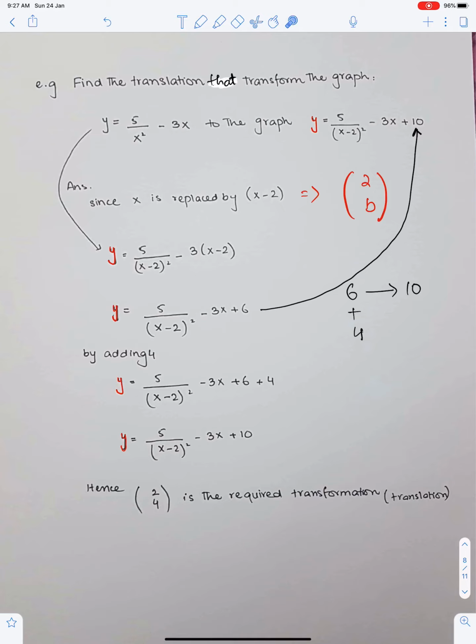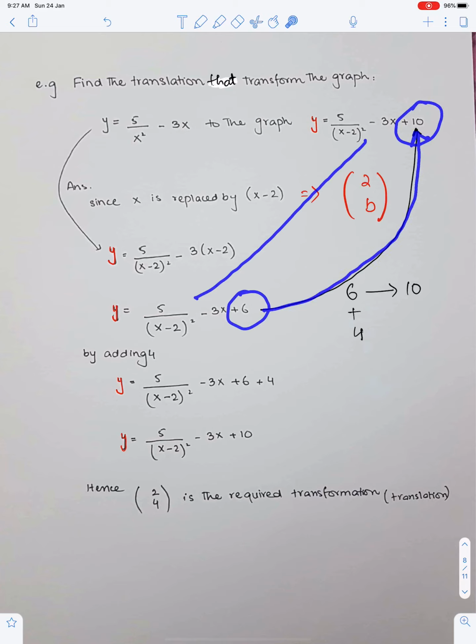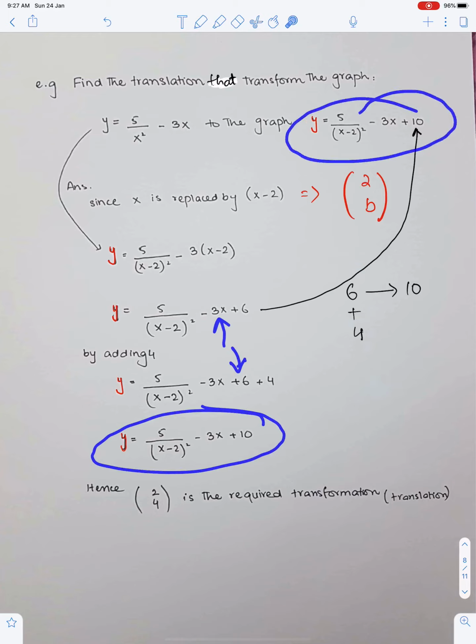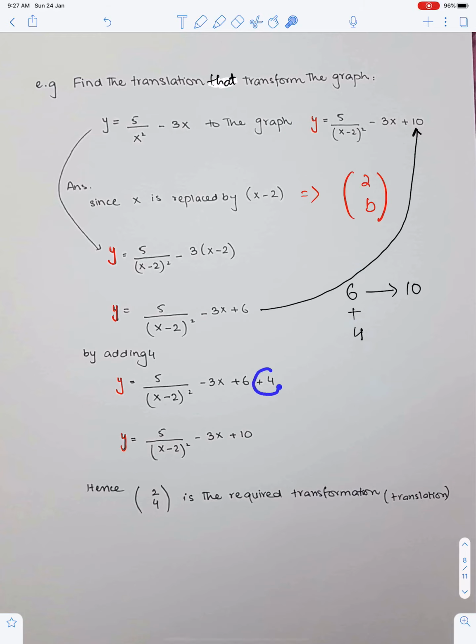Now by comparing these two equations, this and this, you will see that this is 6 and this is 10. So 4 is added in this component. So by adding 4 into this equation, we have this equation. Now both the equations are the same. Therefore, the vertical translation is 4 units. So this vector will become (2, 4). Hence, this is the required translation vector.